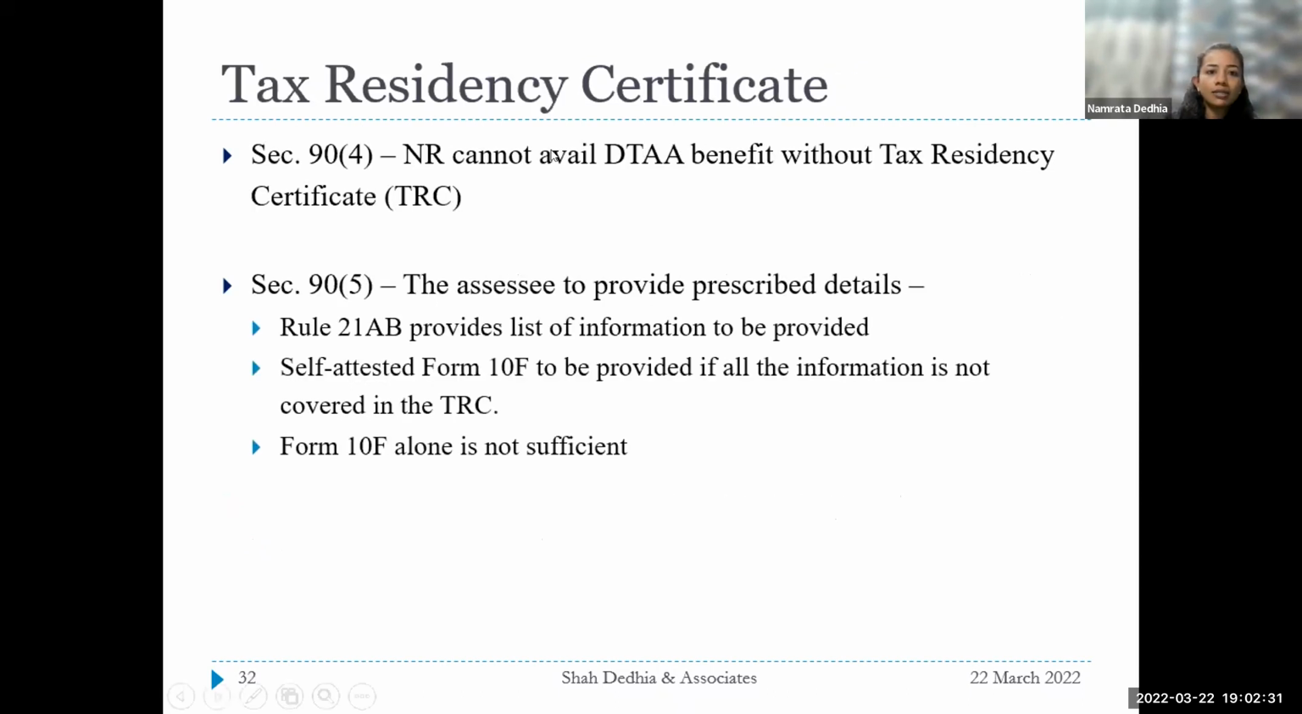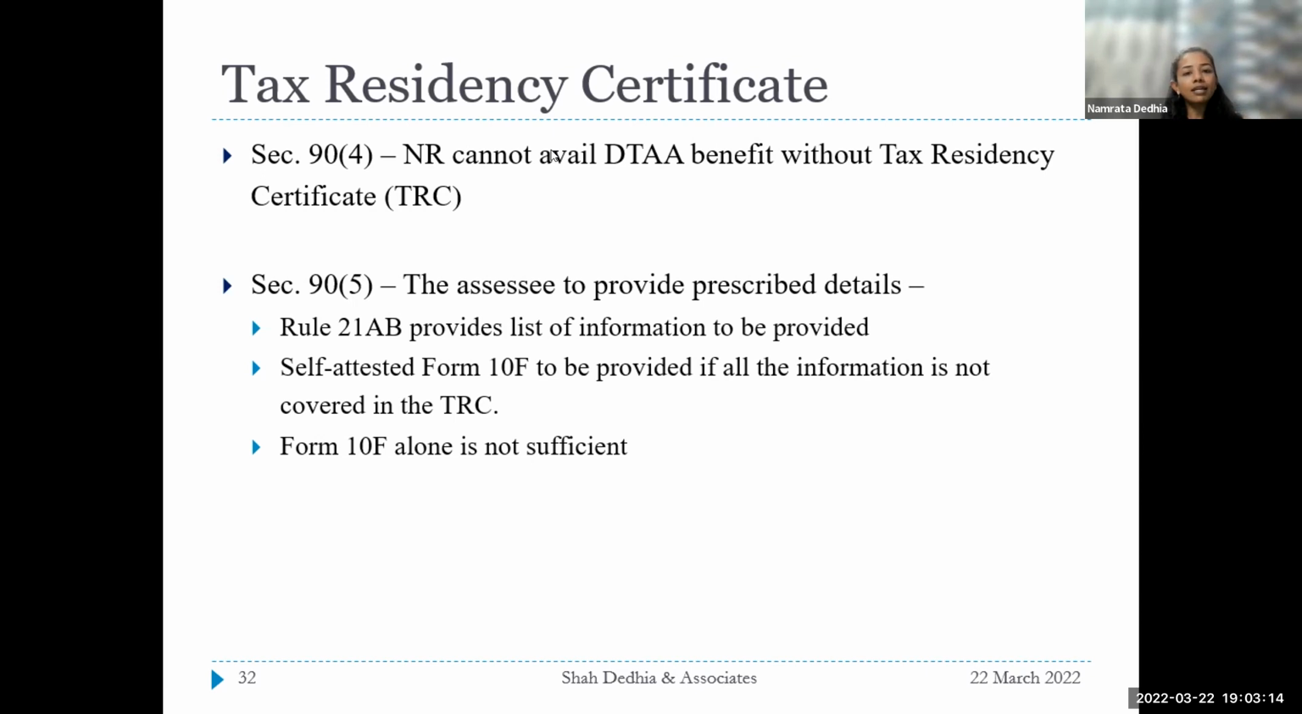TRC. Okay, we also had some question relating to TRC. This is one of the primary documents which is required to avail benefit of DTAA. You have section 90 subsection 4, which says you cannot avail a DTAA benefit without a tax residency certificate. And you also have 90 subsection 5, which says the assessee has to provide these details. Rule 21AB gives you what details have to be provided, and it gives you a list of 5 information, which is name, address, their registration number or their tax identification number in the other country, the period for which the TRC is valid, etc.